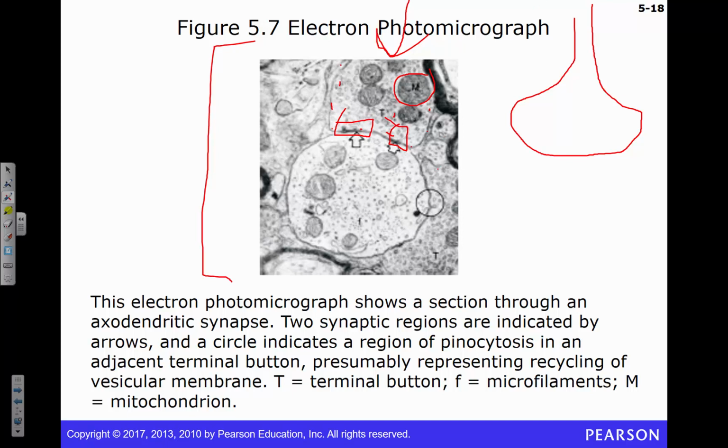This circle here is an air bubble. I don't know why they selected an image with an air bubble on it. That's just bad. Should have photoshopped that out. Would have made me feel better.